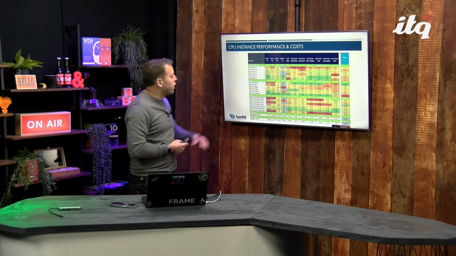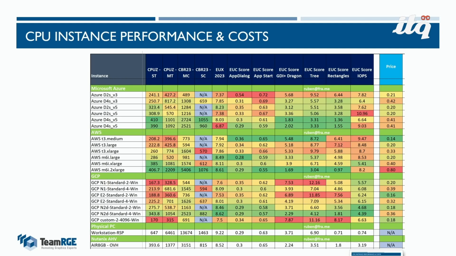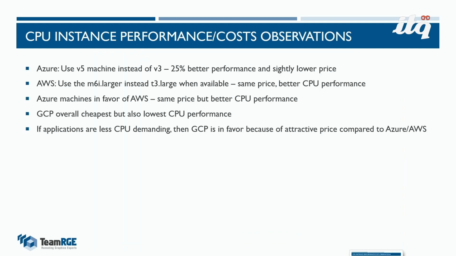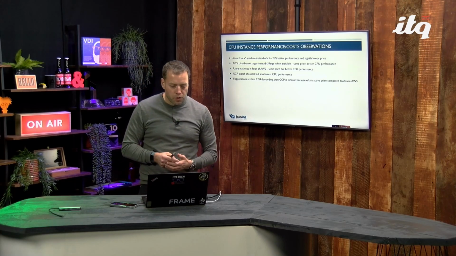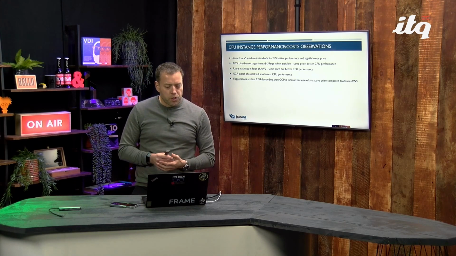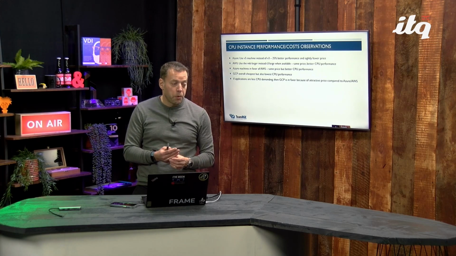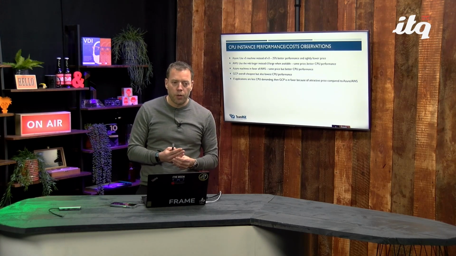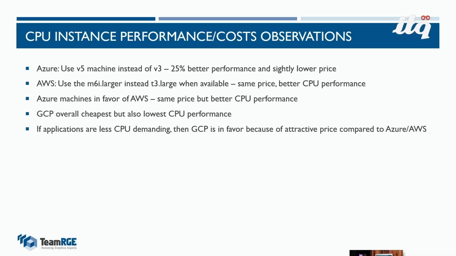Again, go deeper into the different apps, as you can see here, and the pricing, as you can see here. So what are the observations? I would say on the Azure side, use V5 machines, not V4 or V3 machines, or maybe V2 if that's still applicable. Often I still see V3 being deployed, like D series V3. Use V5 when available, and often they are available. It's like 25% better performance, especially on the CPU side, and even a slightly lower price compared to the V3.